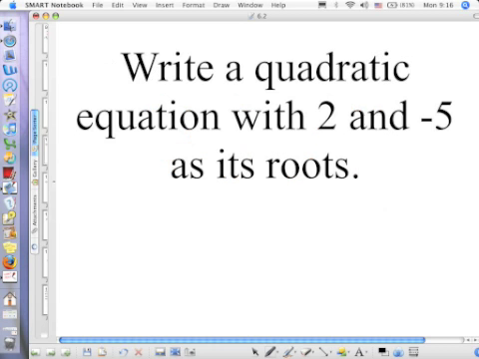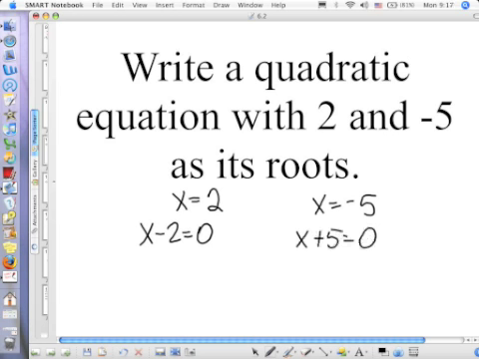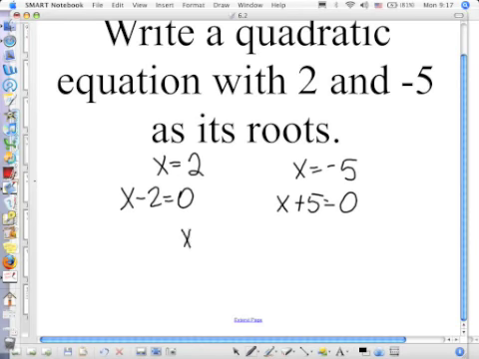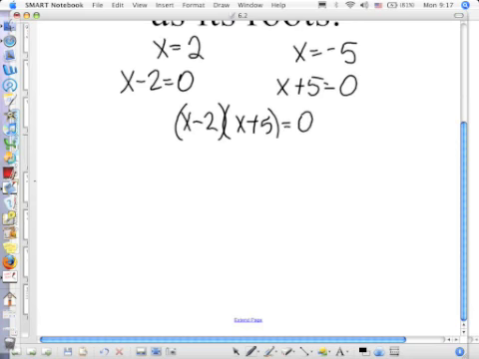If we know that x equals 2 and x equals negative 5, it was x minus 2 equals 0 and x plus 5 equals 0, which means that the two factors of my equation were x minus 2 and x plus 5. And so now I'm just going to put it back together to get a trinomial equals 0. Put it in quadratic form. So I do FOIL.